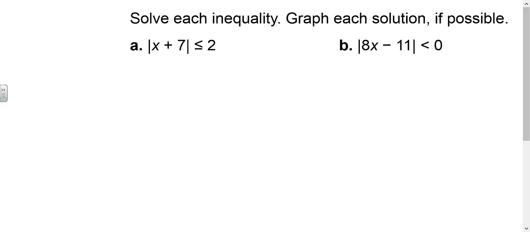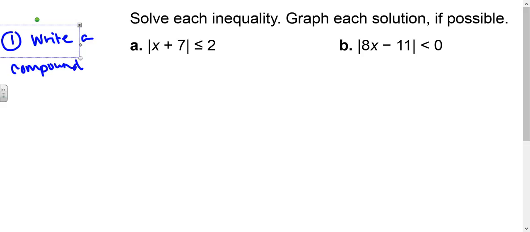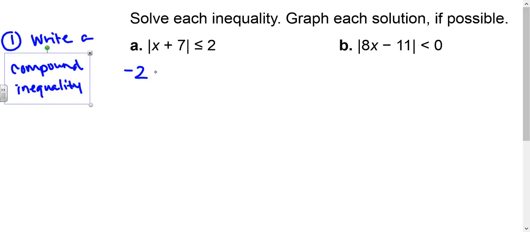First, since this is an inequality, we're going to write a compound inequality. To write a compound inequality, that means our solutions are between -2 and +2. So we have -2 is less than or equal to x plus 7, which is less than or equal to 2.